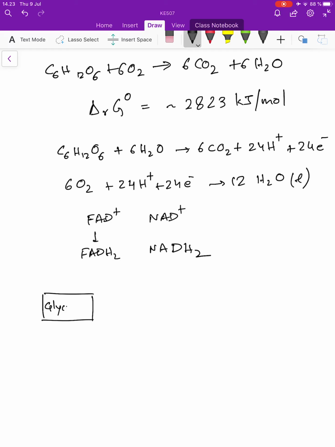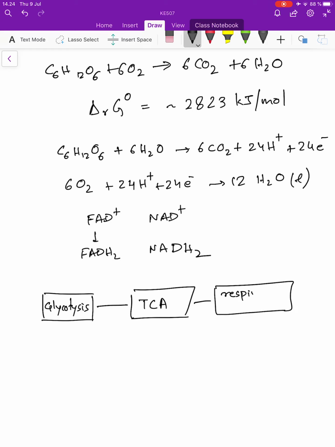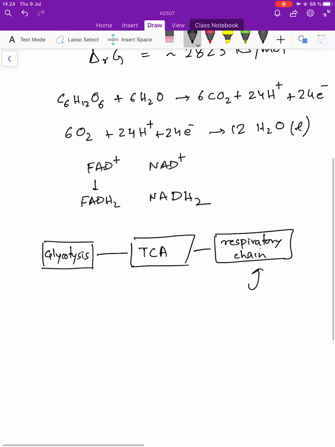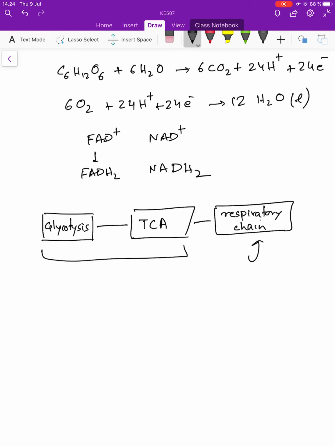The first is glycolysis, and you must have studied this in your first year biochemistry, followed by the citric acid cycle, also called TCA, followed by the respiratory chain. And it turns out most of the ATP is produced in the respiratory chain. In all, these steps produce 10 molecules of NADH and 2 molecules of FADH2.